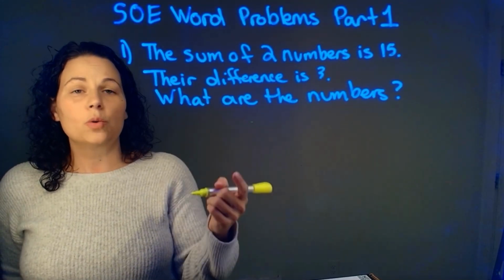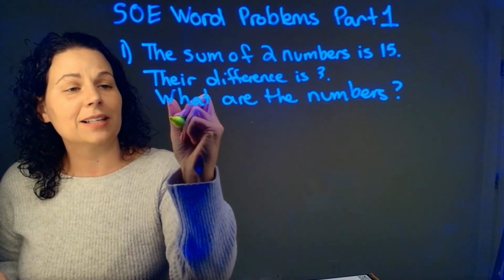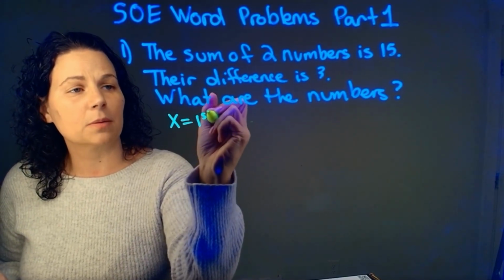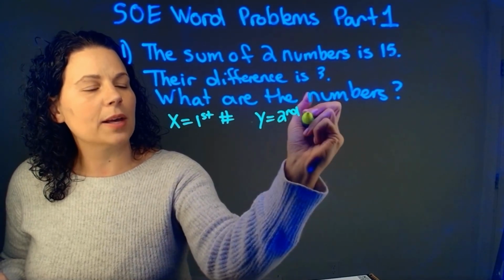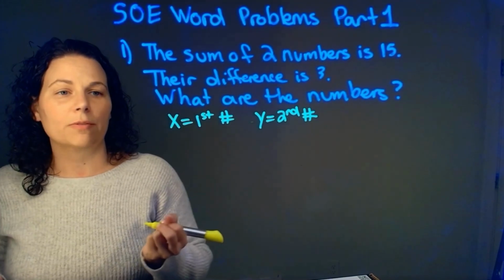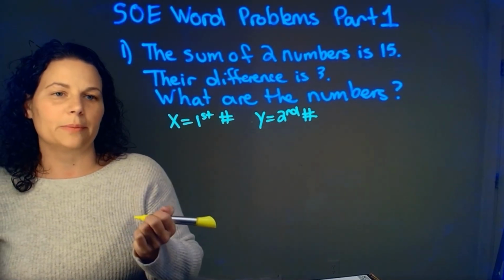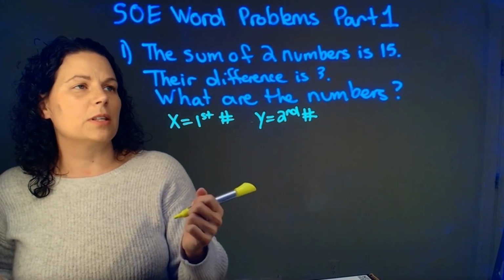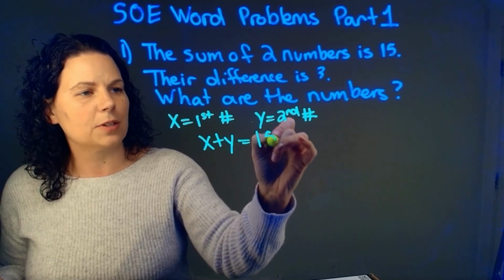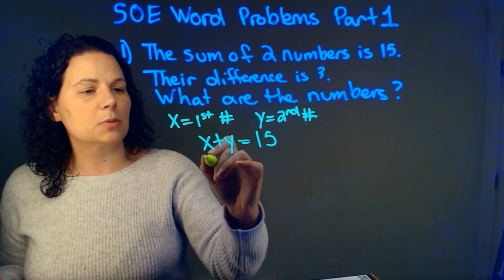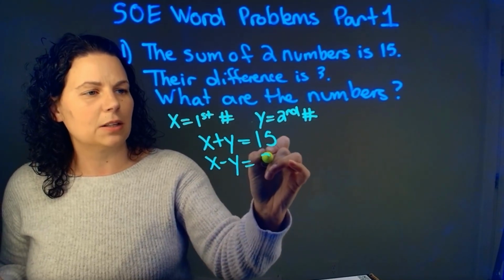So we've got 2 numbers. I don't know what they are. I'm going to label them. X is my first number. Y is my second number. Always identify your variables. It's called defining your variables. The sum of these 2 numbers, sum means add. So we're going to add them together and we're going to get 15. Their difference means subtract. We subtract and we get 3.